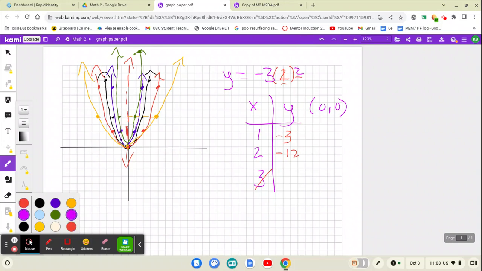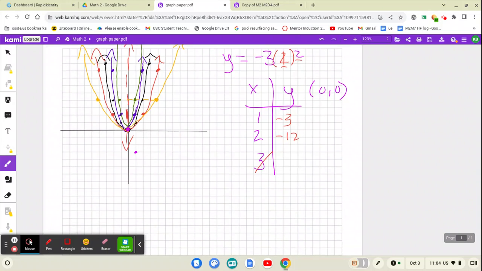So let's graph that. There we go. So we have 0, 0 is the vertex, and then 1, negative 3. It seems to be going downward. And then 2 is negative 12. 2, 4, 6, 8, 10. Oh gosh. Now I've lost count. 2, 4, 6, 8, 10, 12 is right there. And that's a super skinny, otherwise known as stretched graph.